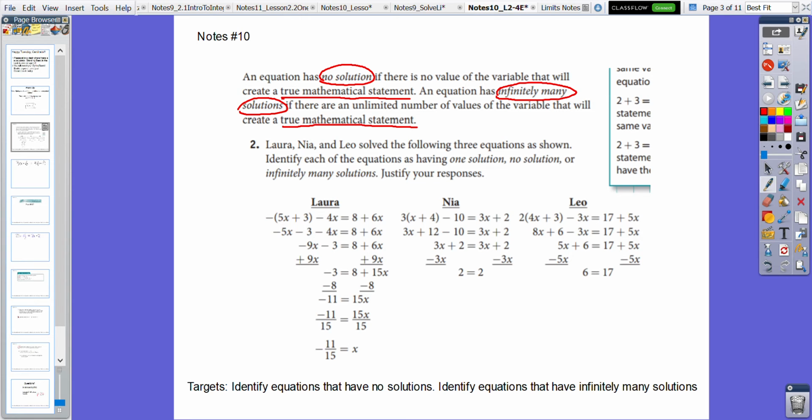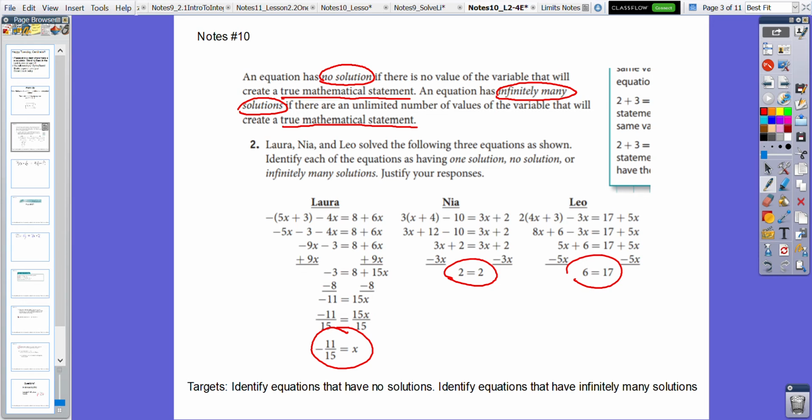Number 2 says, Laura, Nia, and Leo all solve the following 3 equations as shown. Identify each of the equations as having one solution, no solution, or infinitely many solutions. Justify your responses. So we're going to look at the conclusions for each one of these, and determine just by the way they look if we have one, no, or infinitely many solutions.